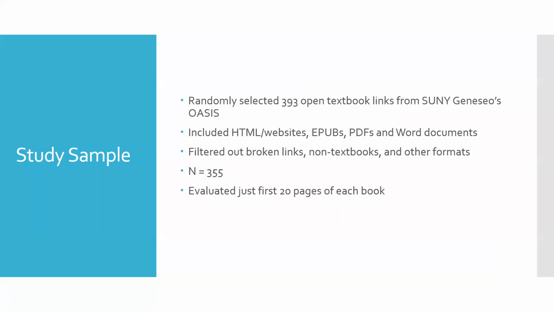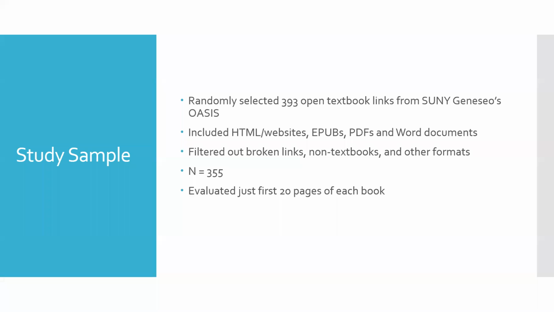Our study sample: we randomly selected 393 open textbook links from SUNY Geneseo's OASIS database. For those of you not familiar, it's an aggregator of OERs essentially. We specifically decided to focus on HTML/websites, EPUBs, PDFs, and Word documents. Those were just by far the most common open textbook formats that we found.